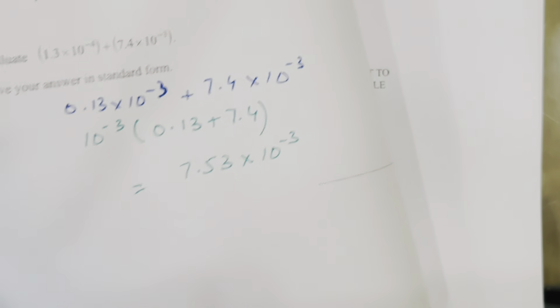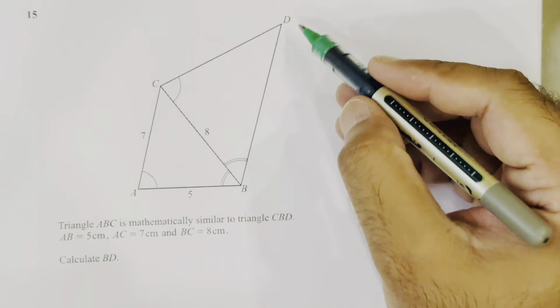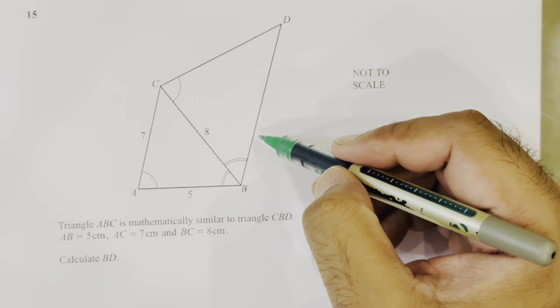Moving to question number 15. Question number 15 is from the topic of similarity and congruency. Triangle ABC is mathematically similar to triangle CBD. AB is equal to 5 centimeter and AC is equal to 7 centimeter. BC is equal to 8 cm. Calculate BD. It means that we need to calculate this BD.